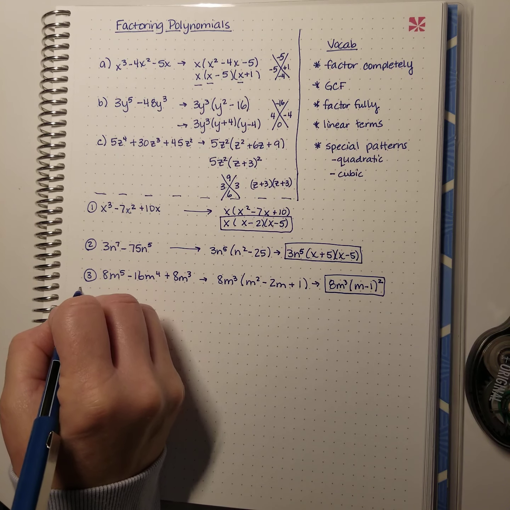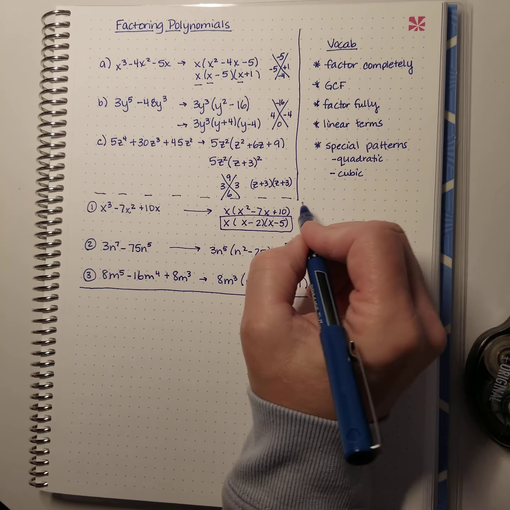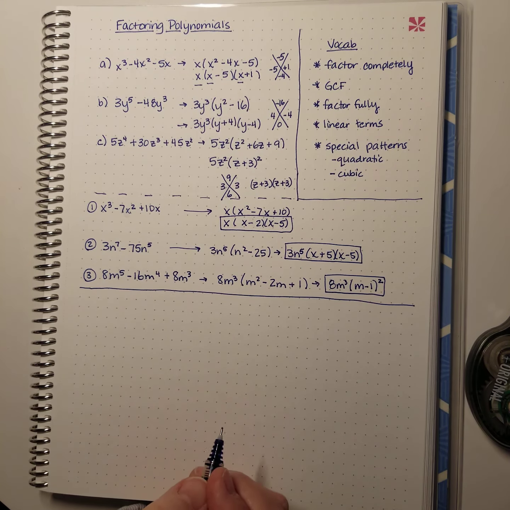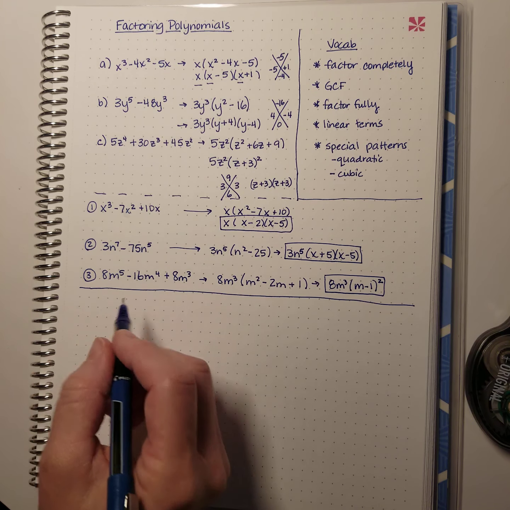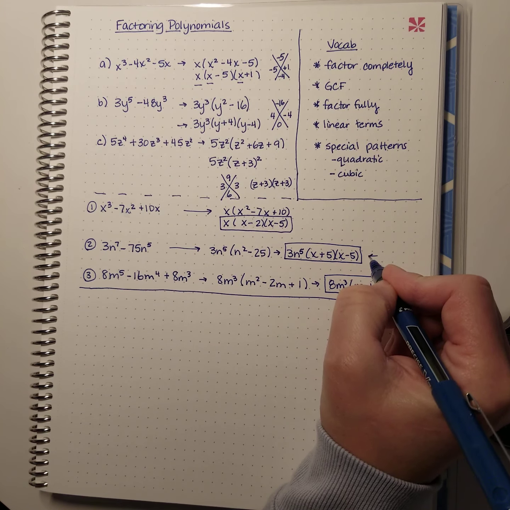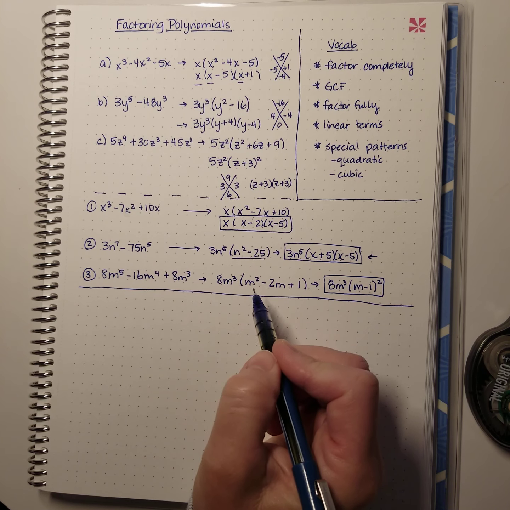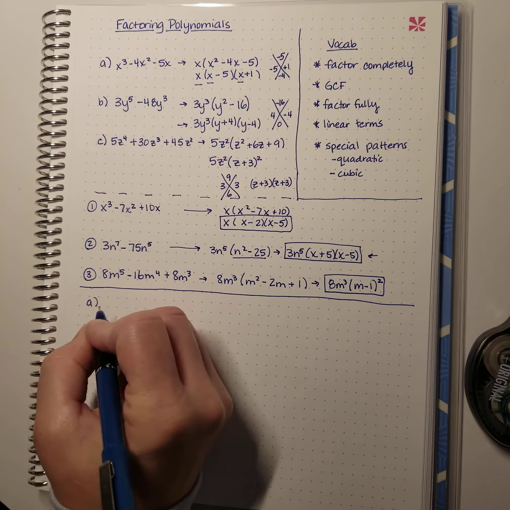Okay, so then we're going to talk about some special patterns. For special patterns, there are a couple of what we call the difference of 2 cubes, or the sum of 2 cubes, and we have special patterns for that. So remember, this was one of our special patterns for a quadratic, which comes from the difference of 2 squares. Now we're going to talk about the difference of 2 cubes. So here's an example of that.